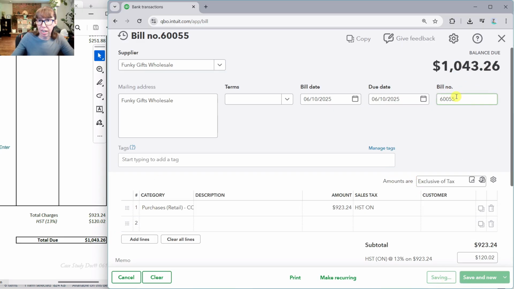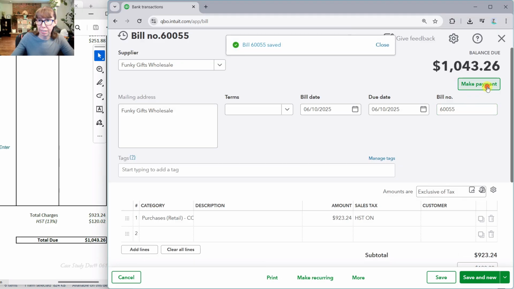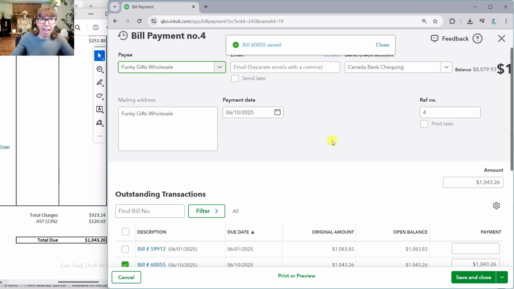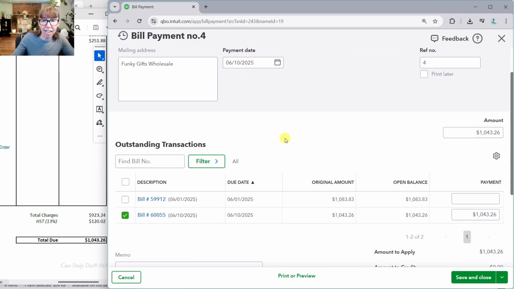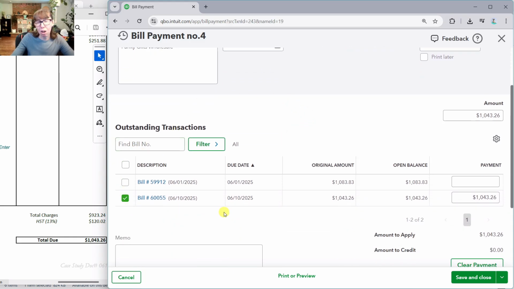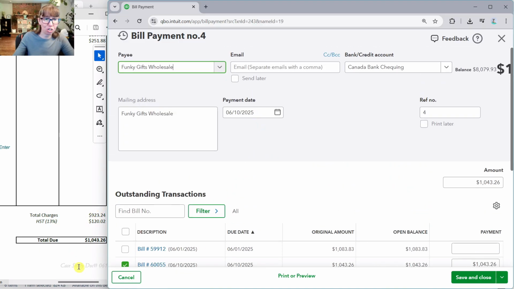That's going to create up here a make payment button. So I can go make payment. And since we are saying, let's make a payment to Funky Gifts Wholesale, QBO is listing out all of the bills available. But because I came at this bill payment screen from within specifically bill number 60055, it's only checked that one off. No problem. We can make these changes.